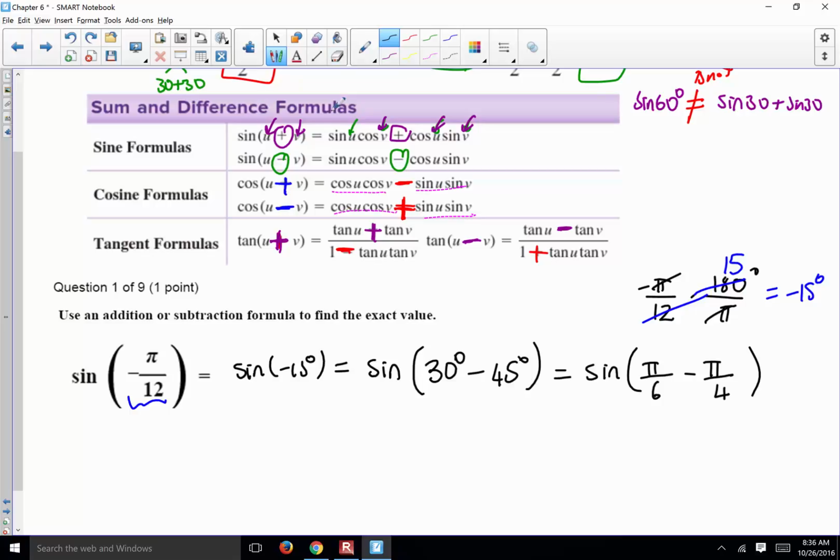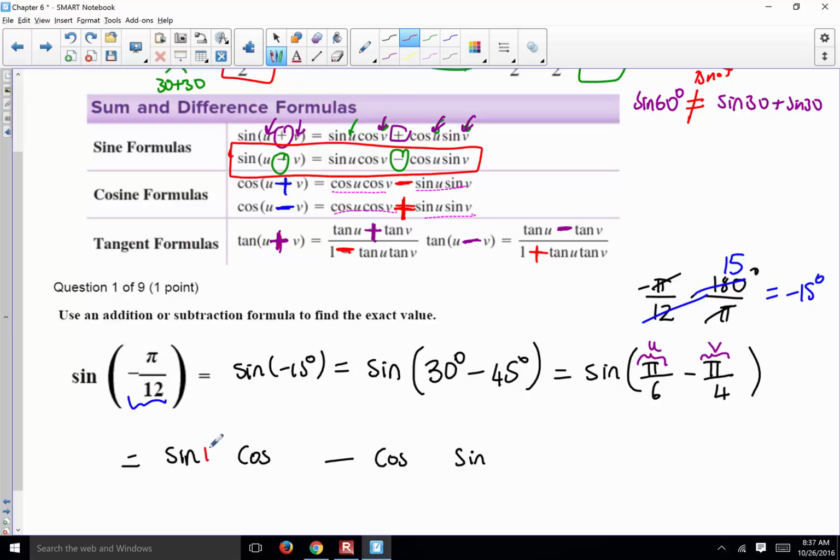Look, you have this exact situation right here. You have sine of u minus v. This is your u. This is your v. Go figure. Write the formula down. It says sine of u cosine of v minus cosine of u sine of v. Instead of u and v, you need to replace u with pi over 6 in these two spots, and v is pi over 4 in these spots.